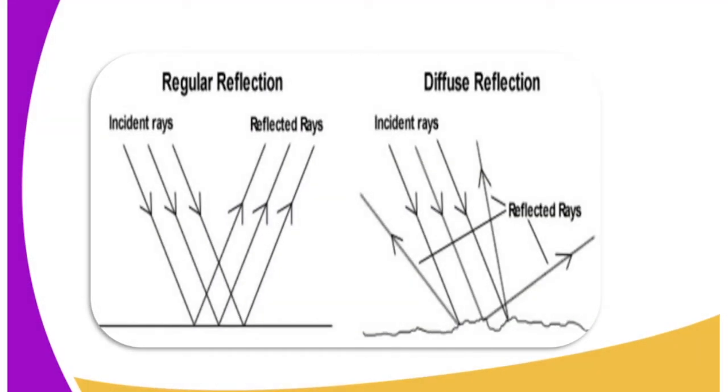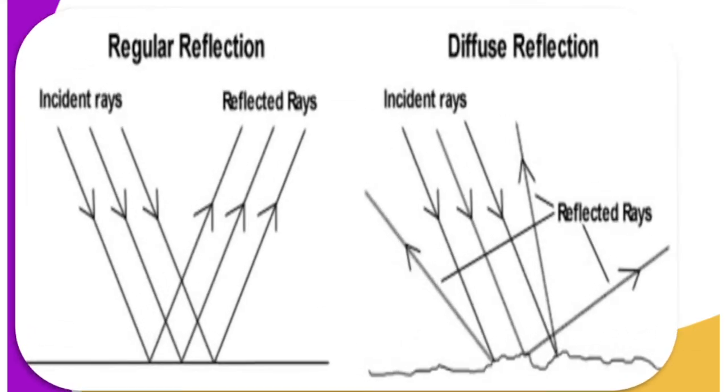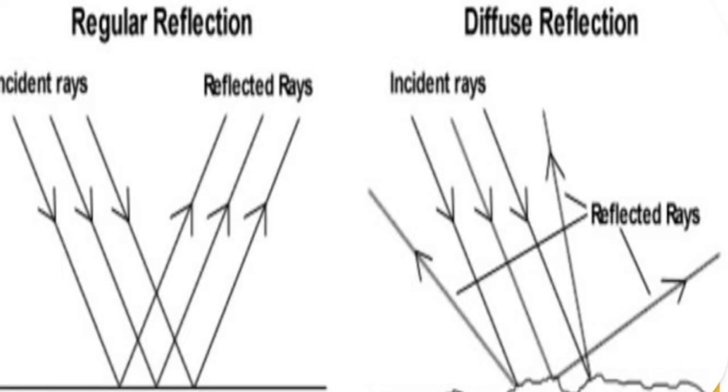There are two types of reflection. We have regular reflection and diffused reflection. In regular reflection, the light rays fall on a smooth surface, and what happens? They are reflected back in the same direction. And in diffused reflection, the incident rays fall on a rough surface, and what happens is that they're reflected in various directions which are not proportional to the angle of incidence.